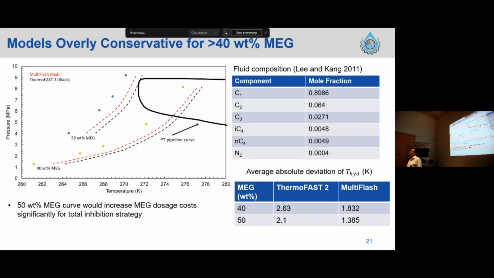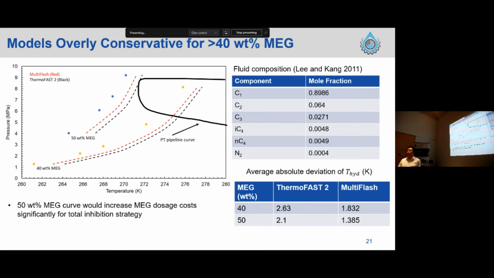And the main takeaway from these slides, I guess, is highlighting the bias and why the bias is important. So here we can see that both ThermoFAST and MultiFlash are tending to overpredict the hydrate equilibrium temperature compared to experimental data, which means you're dosing more MEG than you actually require to achieve hydrate inhibition.